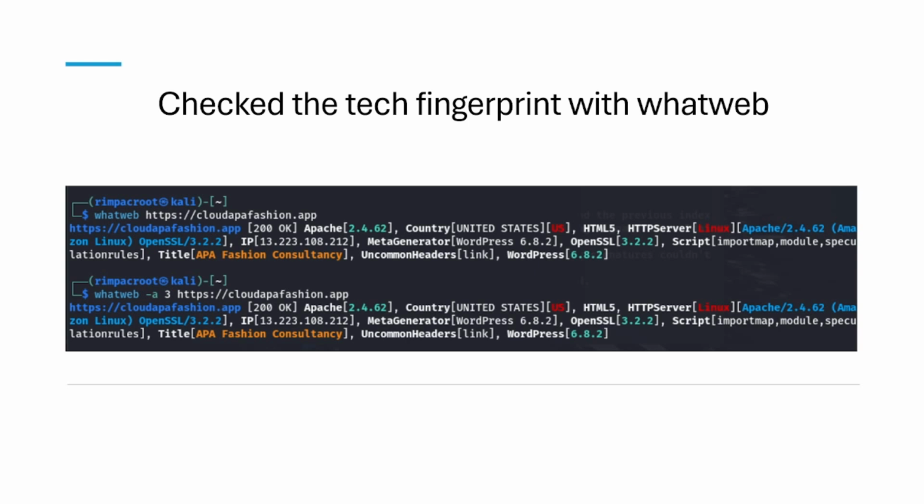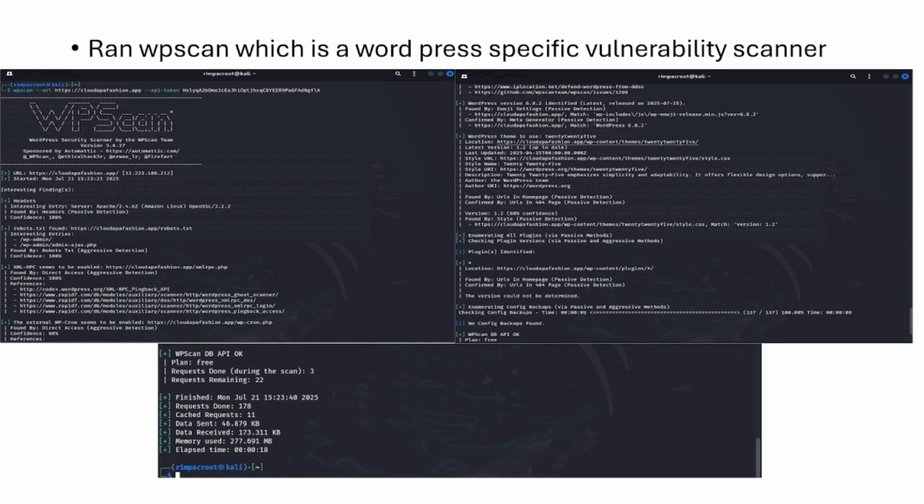Following from that, we checked the tech fingerprint with WhatWeb, which gives information on what is running on the website. So here you can see all the tools running on our web application. Following from that, we ran WPScan, which is a WordPress-specific scan. This checks for vulnerabilities specific to WordPress. You can see in the text present here the vulnerabilities that were discovered.